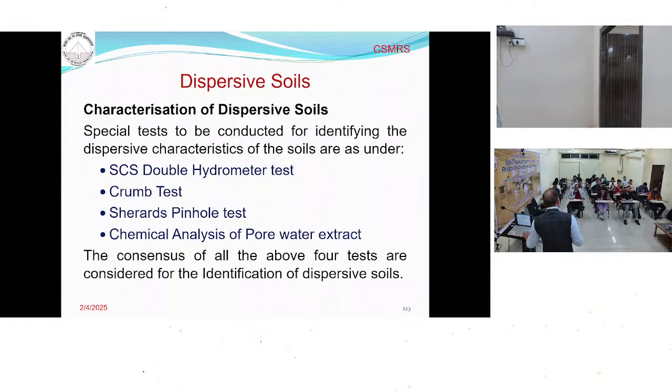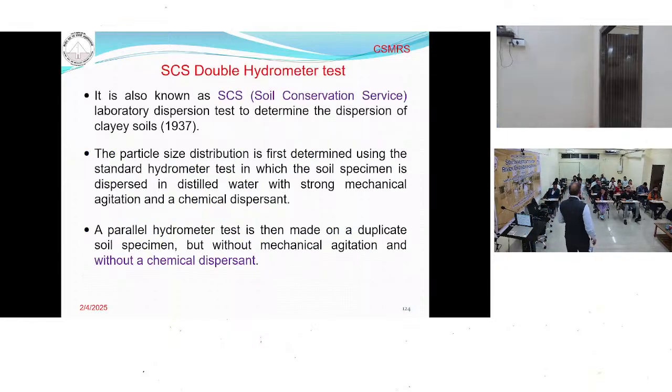In the morning, when we were talking about grain size analysis, I told you about the hydrometer test. Basically, it is grain size analysis. Here you do the grain size analysis, one with dispersing agent and the other without dispersing agent, and you determine the percentage of particles which are less than 5 micron. In case of clay soil, we use a dispersing agent to deflocculate the soil, to separate the soil particles. But since it is a dispersive soil, we don't require any dispersing agent. It will automatically deflocculate.